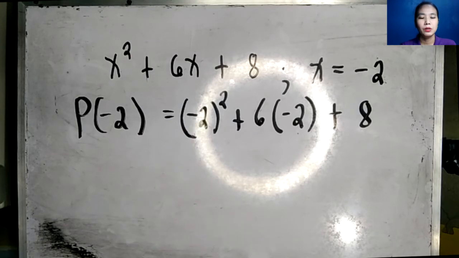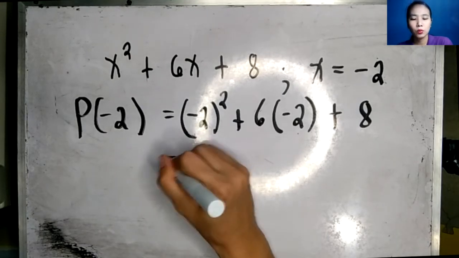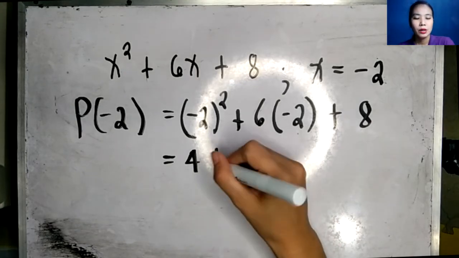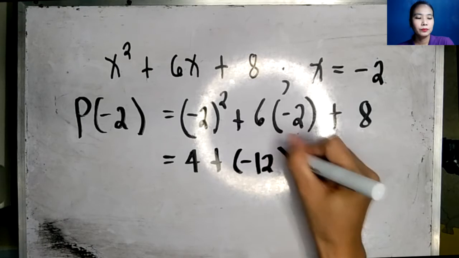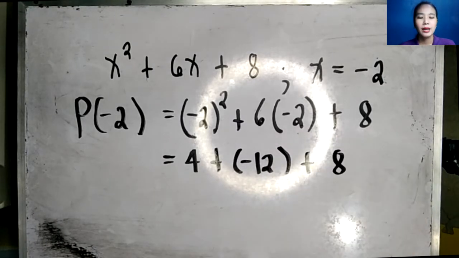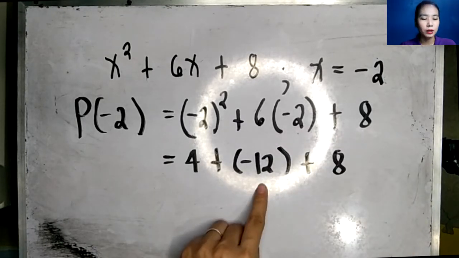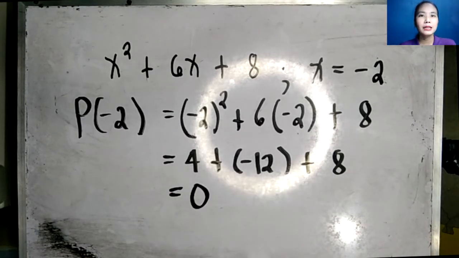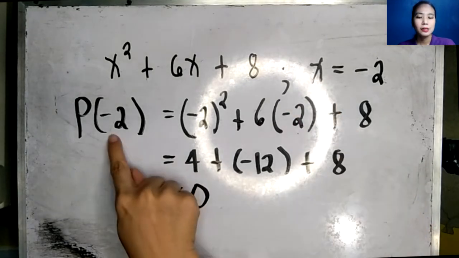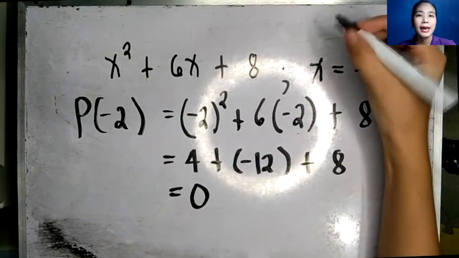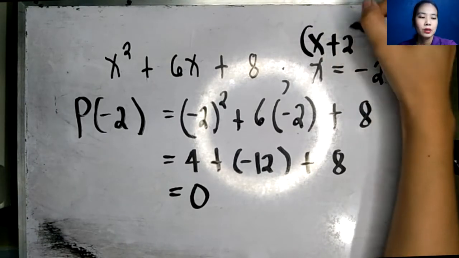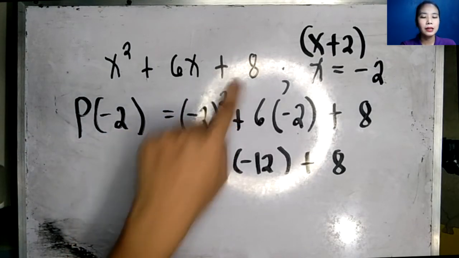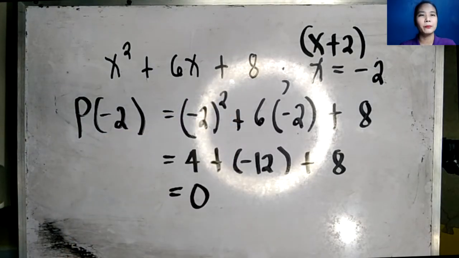become positive. So, 2 squared now will be equal to 4. And then, 6 times negative 2 is equal to negative 12 plus 8. And then, 4 plus negative 12 plus 8 is equal to 0. So, pwede nating sabihin na ang ating negative 2, which is from x plus 2, is a factor of x squared plus 6x plus 8 dahil ang ating remainder ay 0.